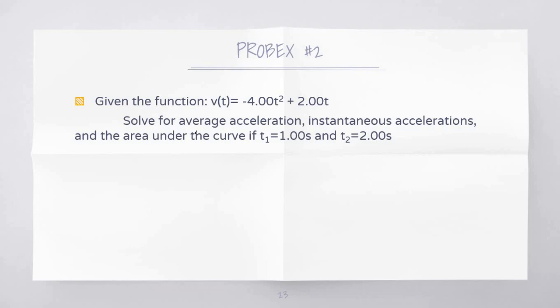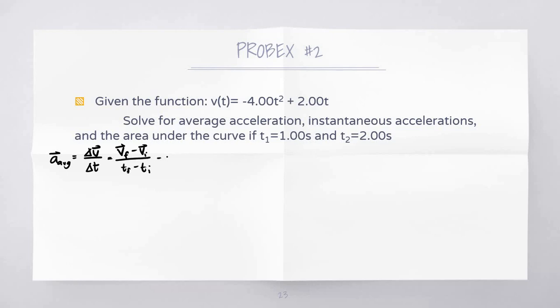So the first thing that we need to do is to solve for average acceleration, and then instantaneous acceleration, and then the area under the curve if t sub 1 is equal to 1 second and t sub 2 is equal to 2 seconds. So let's try to solve for the average acceleration first. The formula for average acceleration is delta v, change in velocity with respect to time, so delta v over delta t, or this is equal to final velocity minus initial velocity all over final time minus initial time.